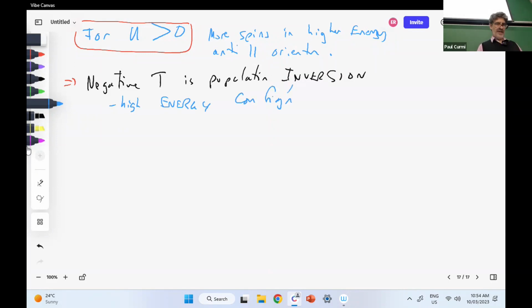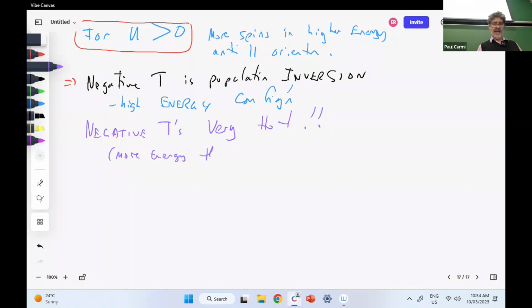So believe it or not, negative temperatures are very hot. If you had such a temperature inversion, don't stick your hand on it. It's going to burn you, okay? So it has more energy than U equals 0 when T was going to infinity. So it's got more energy than this situation.